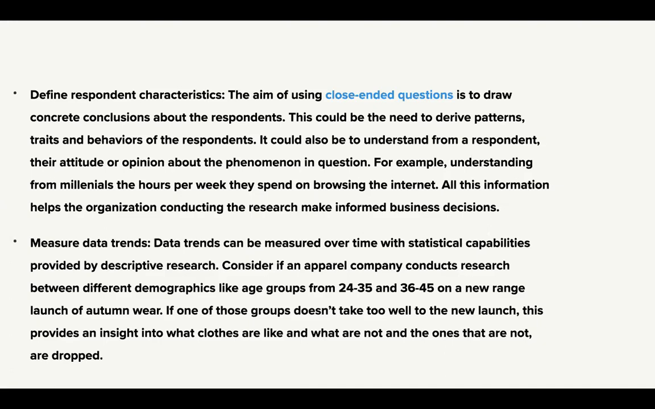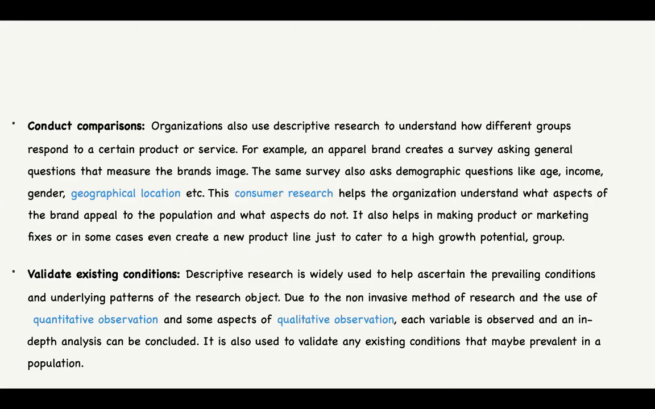Even the same example can be taken in education, for different courses and different age groups in any level of the education system, maybe primary, secondary, or even higher education. Different programs, and all will take measuring different trends in different educational opportunities or educational courses or educational subjects, whatnot, and conduct comparisons. Another one: organizations also use descriptive research to understand how different groups responded to a certain product or certain services.